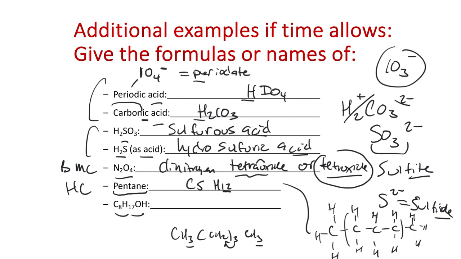C8H17 with the hydroxyl group. This is an alcohol, the organic alcohol, derived off of what looks like octane. So octane would be CH3, (CH2)6, CH3. That'd be 6 plus 12 for 18. Remove one of the hydrogens, replace it with a hydroxyl group. This is octanol.